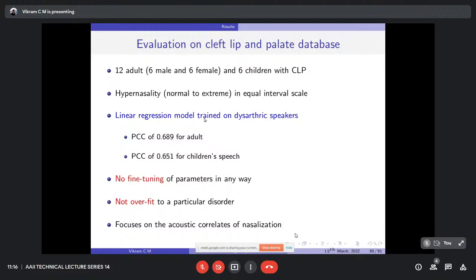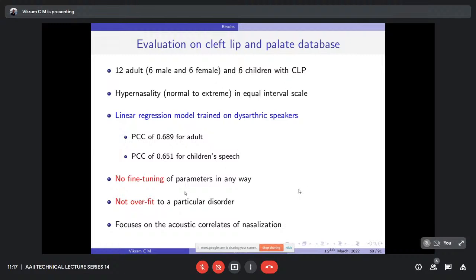The linear regression model is trained on the posterior scores of the healthy speech model. Suppose the linear regression model is trained on the dysarthric speaker scores; that gave a 0.689 correlation for adult speakers with cleft lip and palate. So the linear model is trained on one disorder, but it can evaluate hypernasality in a different disorder. Similarly, it gave a 0.651 correlation for children with cleft lip and palate.